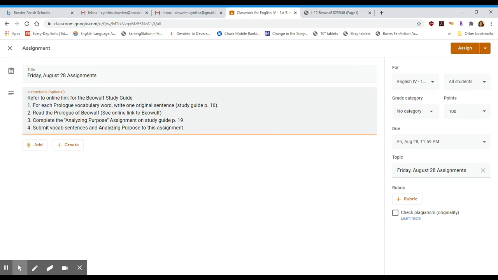Once you're finished with the vocabulary sentences and you've written your paragraph to respond to the analyzing purpose, that's what you're going to upload and turn into this assignment. Remember that you can do that in one of two ways. You can either type it all up and turn it in to this assignment, or you can write it on notebook paper in pen, take a picture of it, and upload it to this assignment. Either way, please make sure you look at the due date. This is due by Friday night at midnight. And make sure that you read what you need to read in the prologue to answer these questions.